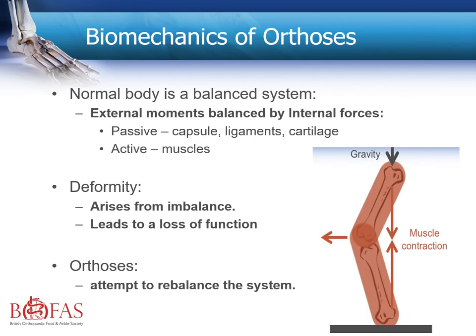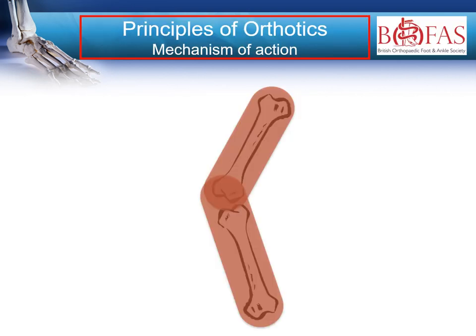Let us remind ourselves of some simple biomechanics. The normal body is a balanced system. It is kept in the correct position by a balance of internal forces with external moments. These are maintained in position by passive structures, capsules and ligaments and cartilage, and also by active movement and strength and forces developed by muscles. Therefore, if there is an imbalance in any of these structures, this will lead to a deformity leading to a loss of function. An orthotic attempts to rebalance this system.